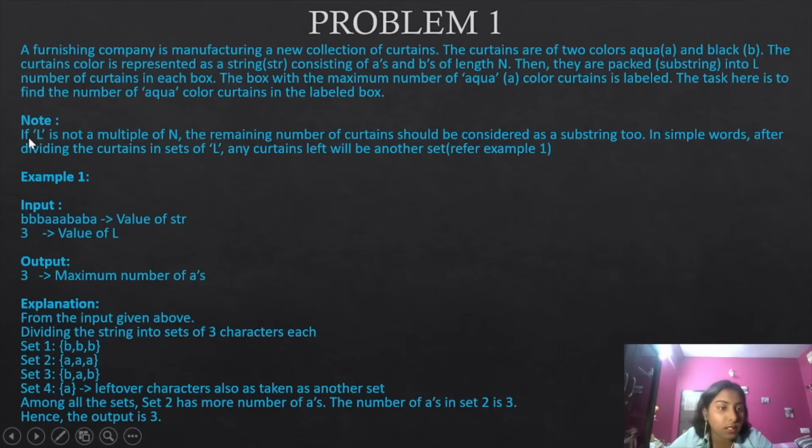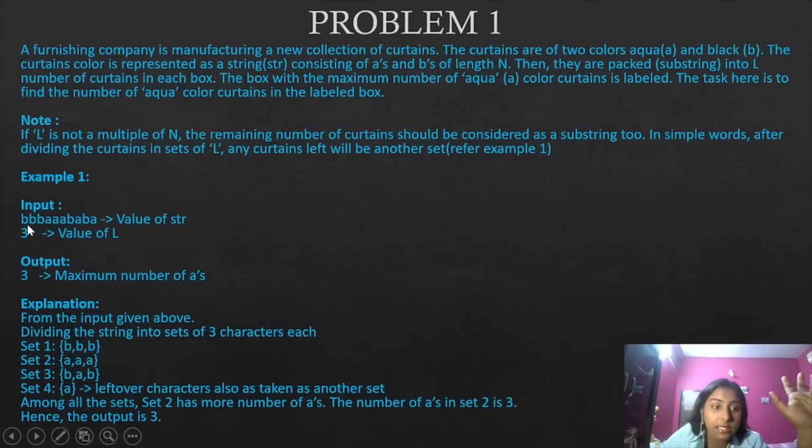Now let's see what the note says. If L is not a multiple of n, the remaining number of curtains should be considered as a substring too. So that means we'll see in the example. In simple words, after dividing the curtains in sets of L, any curtains left will be in another set, that is in another box. So if you see the example, we'll understand.